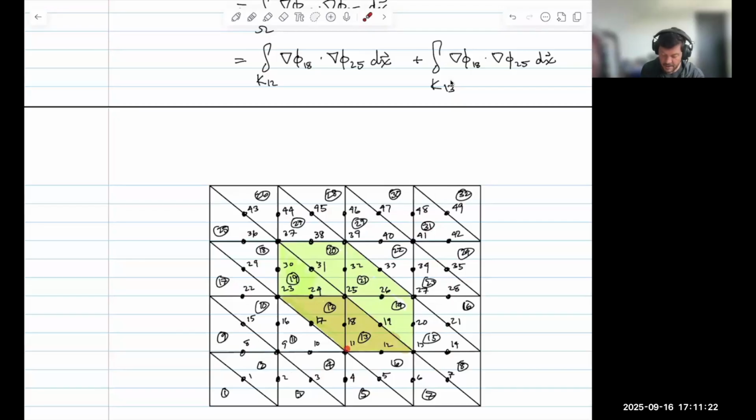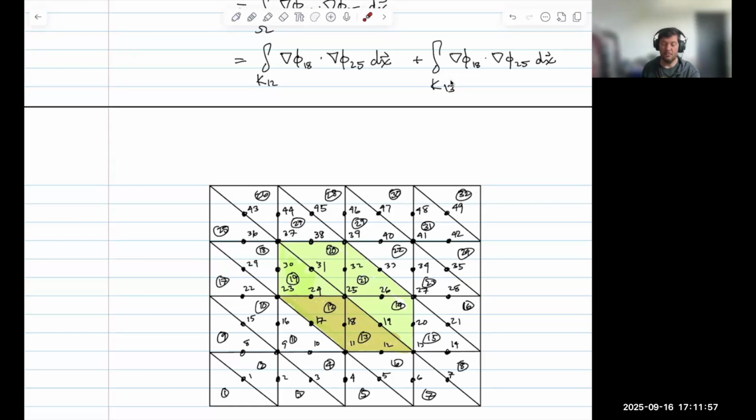Now, what about this guy here? This is the support for this function, phi 18. It's a bubble function, so its support is only these two triangles, and outside of that, it's identically equal to 0. That's why we take the intersection of the two supports. So what is the intersection of the support for phi 18 and phi 25? Well, it's precisely triangle 12 and triangle 13, which is what I have written here.